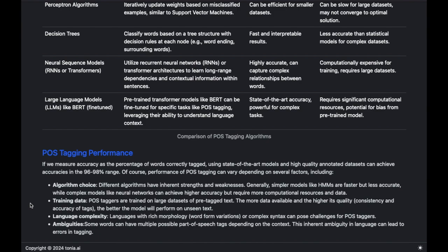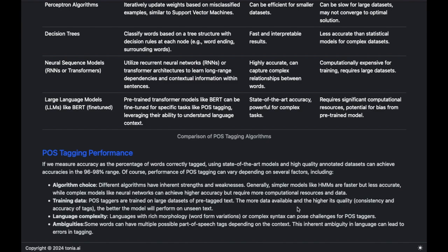To look at the performance of POS tagging in general, there are a lot of ways to measure accuracy, but if we take the simplest form and measure accuracy as the percentage of words that were correctly tagged, when we're using state-of-the-art models and high-quality annotated data sets to train them on, we can achieve accuracies in the 96 to 98% range. Of course, performance of POS tagging can vary depending on several factors, and those include the choice of algorithm. So we covered some different algorithms and their inherent strengths and weaknesses.